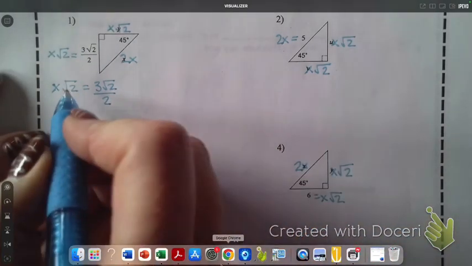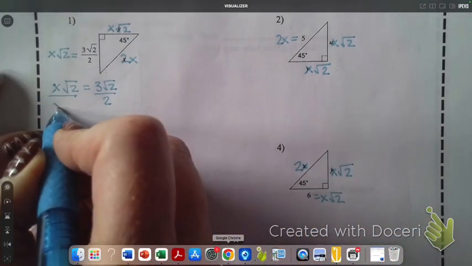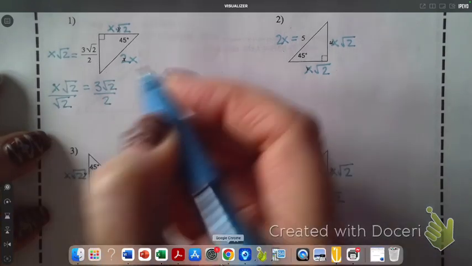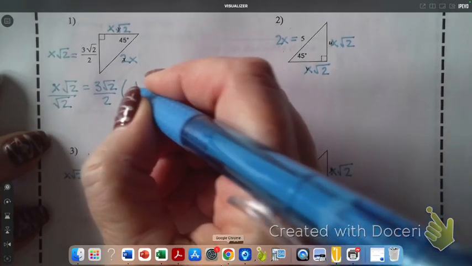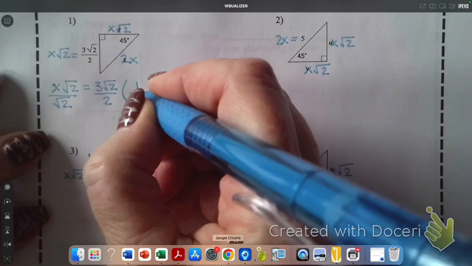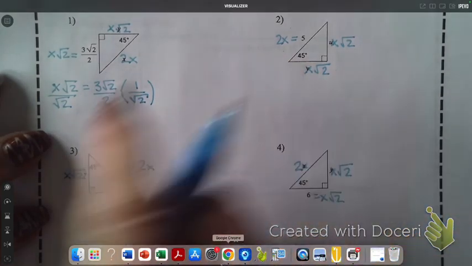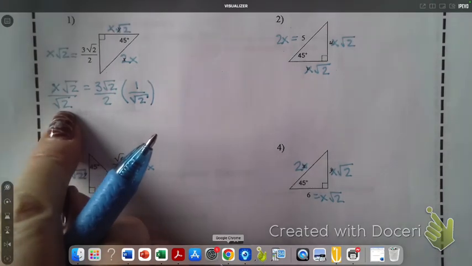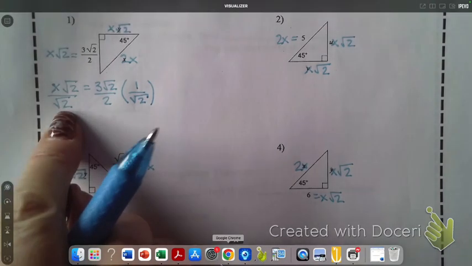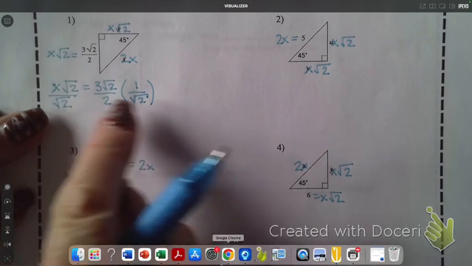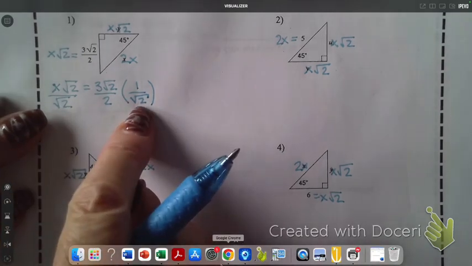So I'm dividing by the square root of 2. That means I'm multiplying by 1 over the square root of 2. Correct? On the other side? I'm dividing by the square root of 2 because you have to multiply by the reciprocal, right? I'm dividing by the square root of 2, so it means I'm multiplying by 1 over the square root of 2 because they're fractions, right?